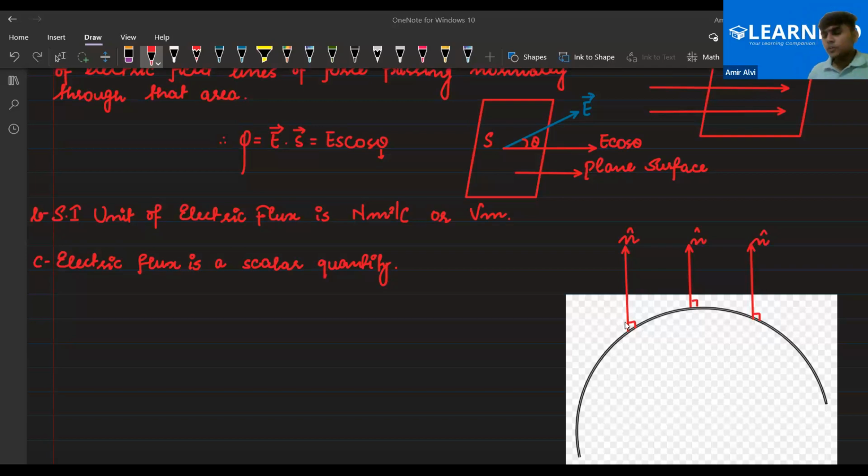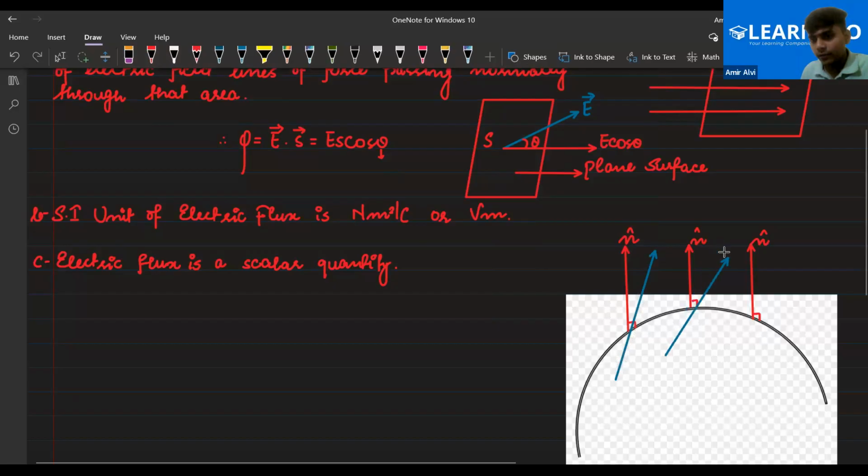So over here, what we have to assume is that an electric field is supposed like this. And this is your electric field.